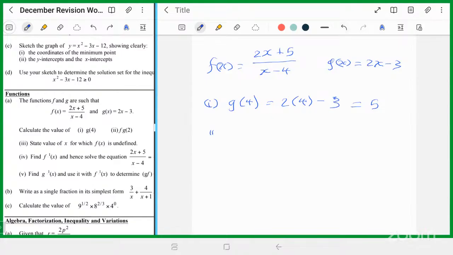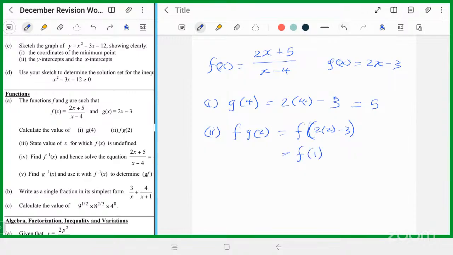Then part 2 wants f of g of 2. Remember, this means g of 2 first and then f afterwards. So we can work out g of 2 first by putting the 2 in the g function. It becomes 2 times 2 minus 3. Inside here is g of 2 right now. Now, g of 2 becomes 1, so it becomes f of 1.